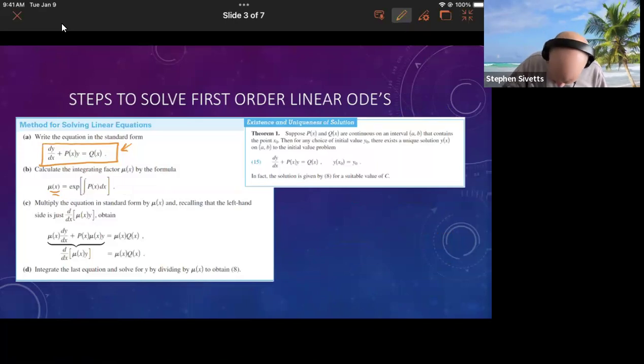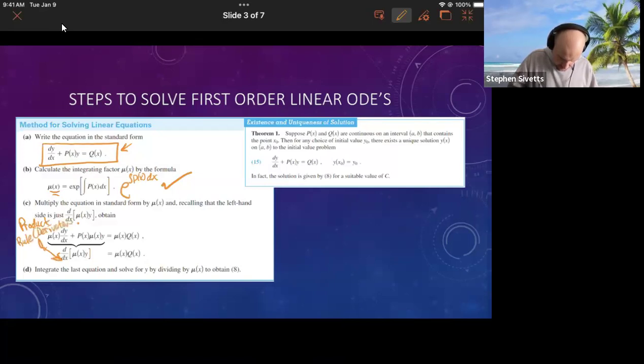So this would be e raised to the integral of p of x dx, right? Next, you're going to multiply both sides by this integrating factor, mu of x. And then you're just going to use the product rule for derivatives on the right-hand side. So this step right here, they use the product rule for derivatives.